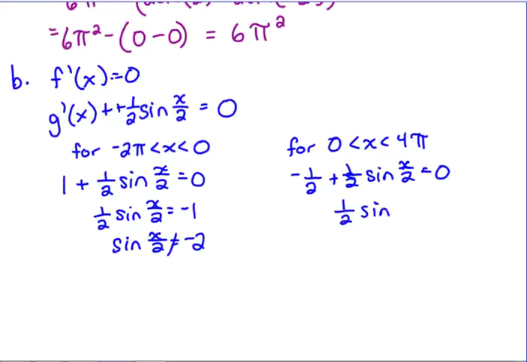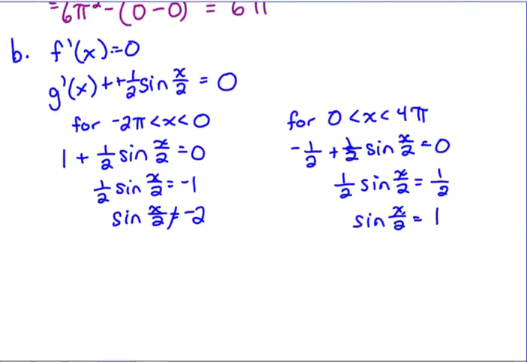Let's check out this other one. Add the 1/2, multiply by 2. So that gives us the sine of x over 2 is equal to 1. Well, sine is equal to 1 at pi over 2. But that's not it. That's equal to the angle. So we've got to multiply by 2. So that says at pi. So that's a critical point there that comes from the derivative equaling 0.